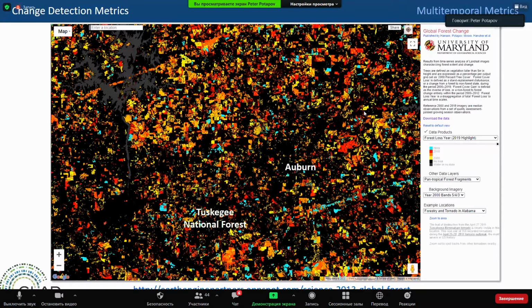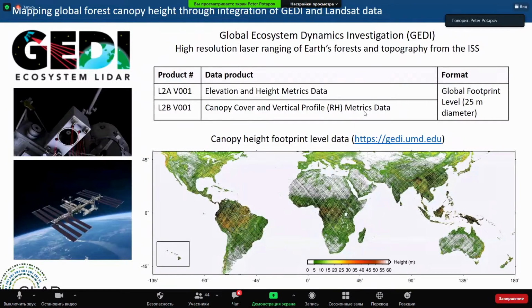We have products that we update every year and that show you changes and disturbances in the forest. Again, you can find all these products via Forest Watch and Google's Earth Engine. This is our most recent product based on GEDI, the Global Ecosystem Dynamics Investigation satellite, which was launched in 2018. And from April 2018, it's been collecting data. The data is processed by NASA, and they publish the data with a big delay.